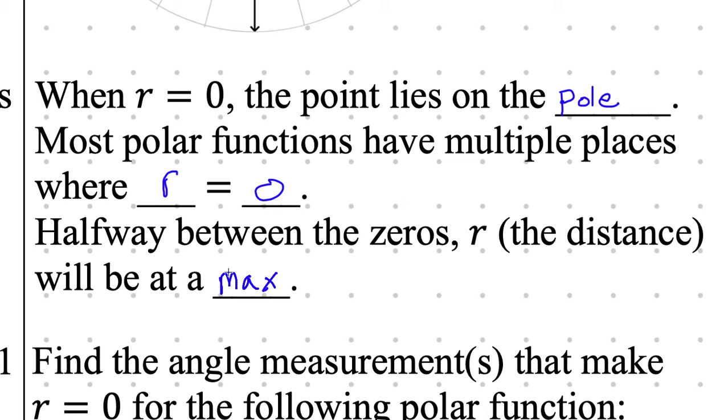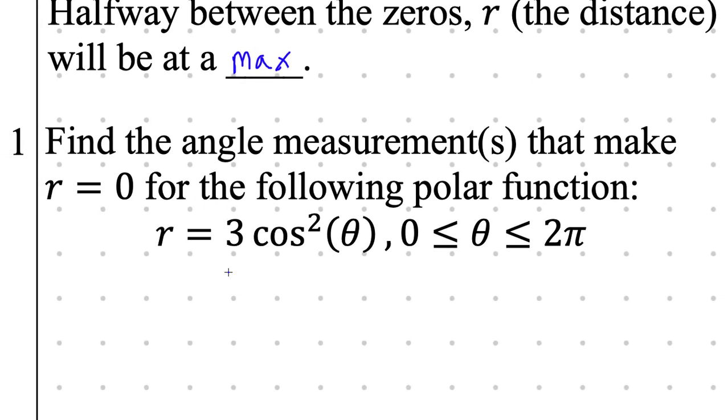All right, and finally, let's move on to some example problems that you'll be seeing on the homework tonight. This is going to heavily review your trig, so hopefully we know our trig. I want to find any angle measurements between 0 and 2 pi that make r equal to 0 for this 3 cosine squared of theta.